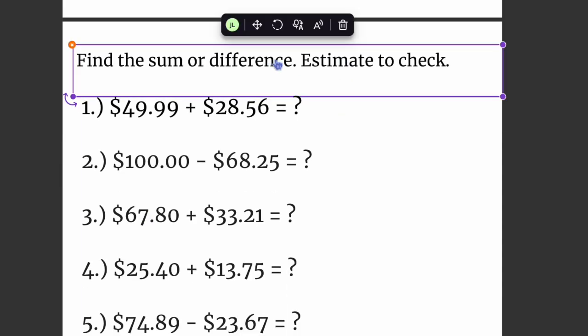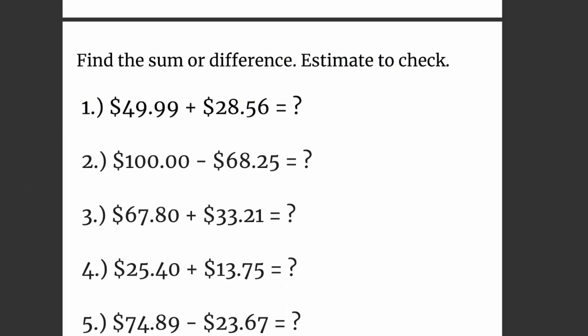Find the sum or difference and estimate to check. So you might want to rewrite this so that the first number is on top and the second number on the bottom. Make sure you align your decimal places. And then we add them up. So 9 plus 6 is 15.